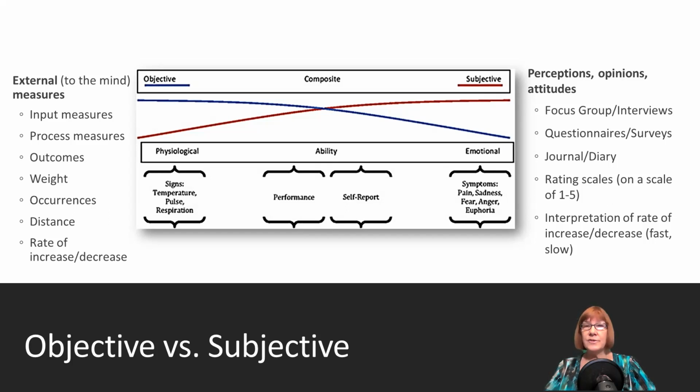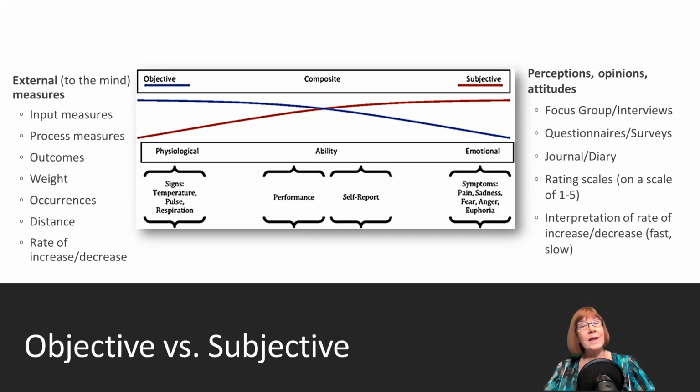So it's measures of the input, the process, the outcomes, it's weight, it's the number of times something happens, it's distance, it's the rate of increase or decrease. Those are all external things that can be measured. And it's very concrete, and it's very good proof.